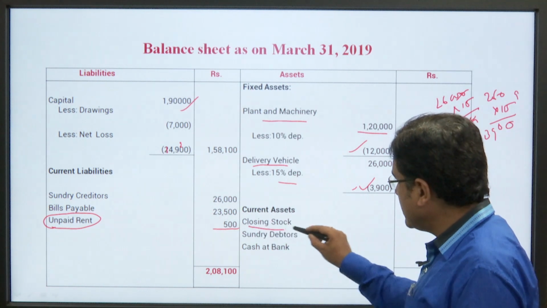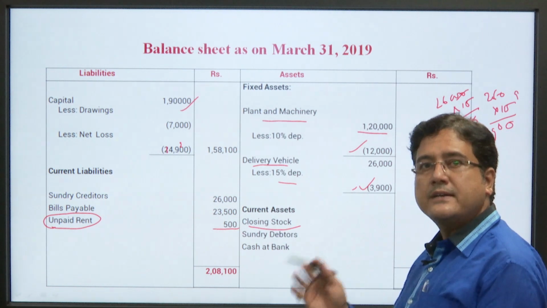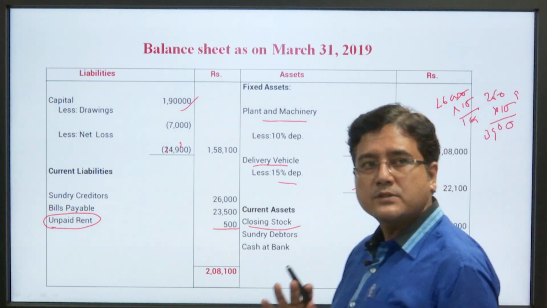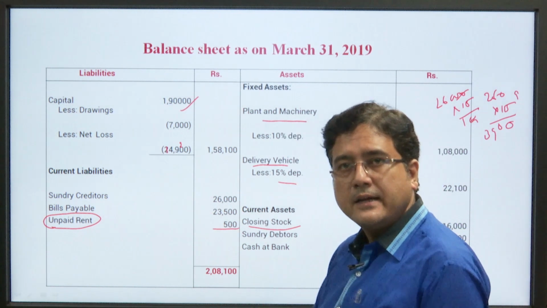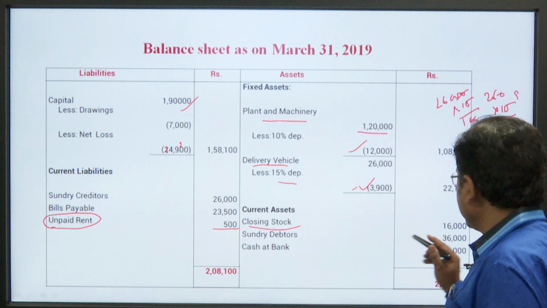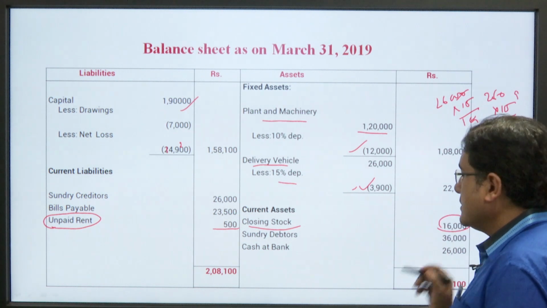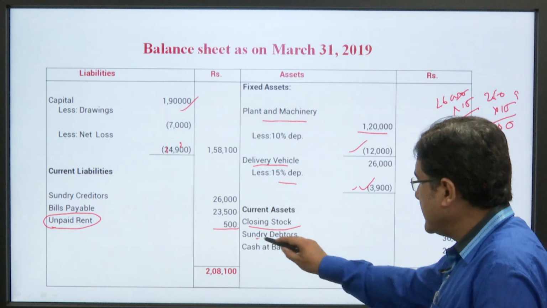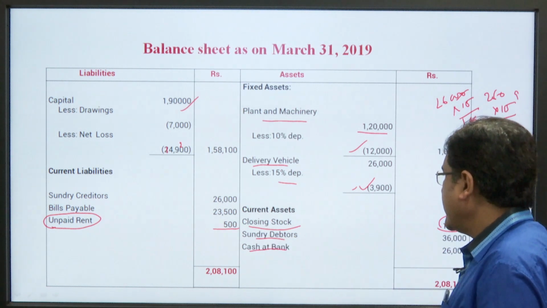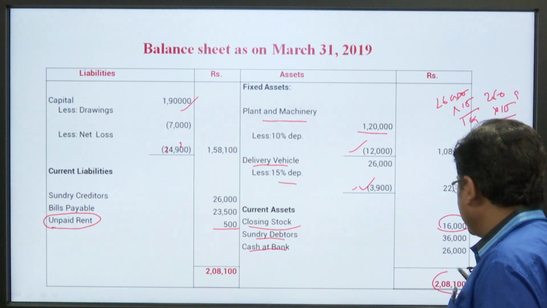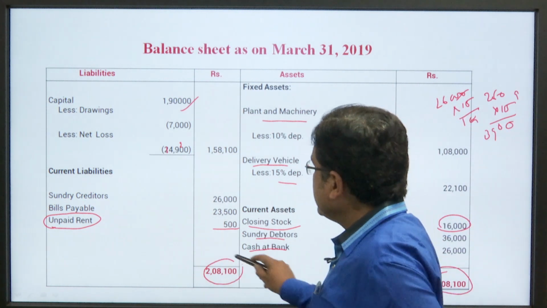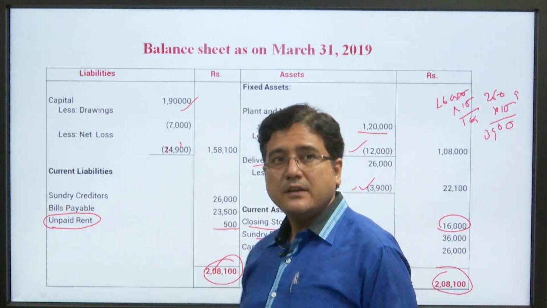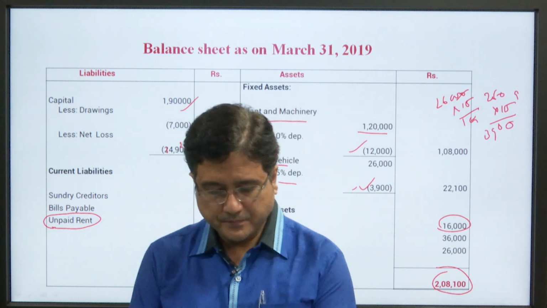The current closing stock we include in the trading account, and here we also include it, because we are doing the adjustments. Sundry debtors are already given there, and cash. So, this is the way we match the total.